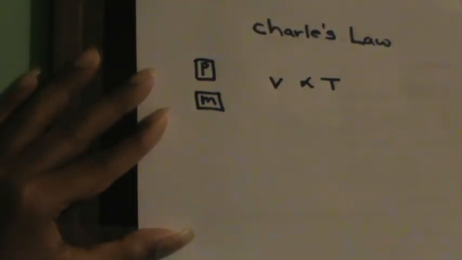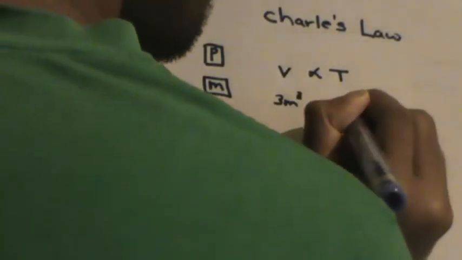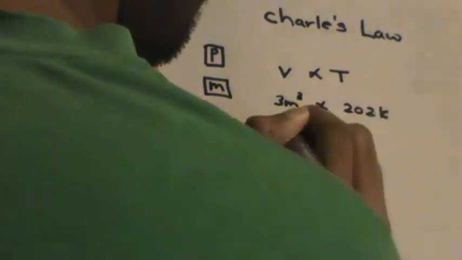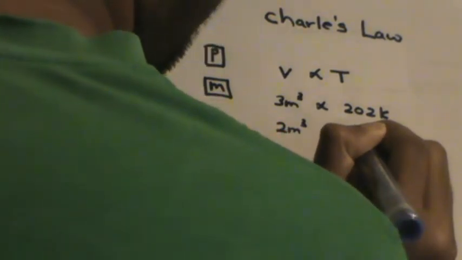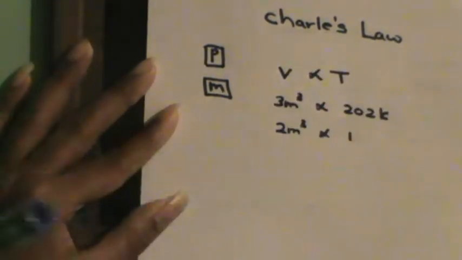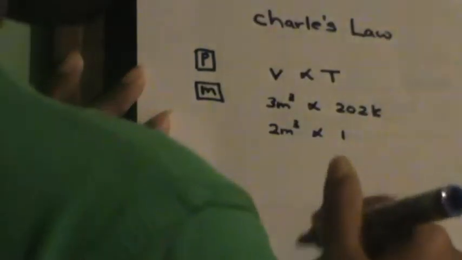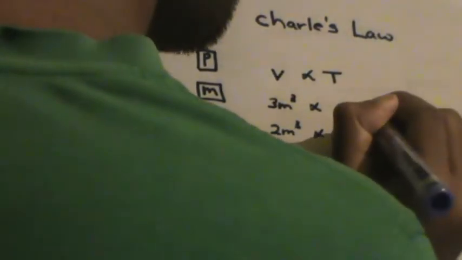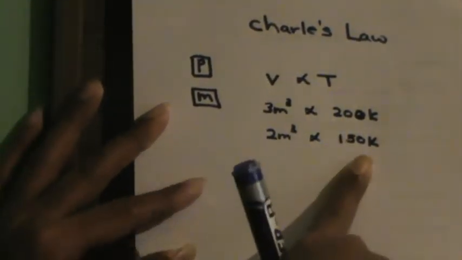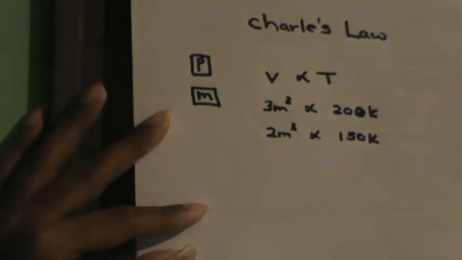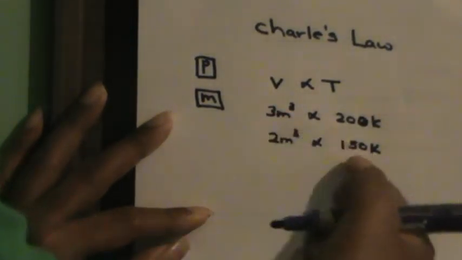Say the volume of a gas is 3 cubic meters. This is proportional to 200 Kelvin, and at 2 cubic meters, this is proportional to, say, 150 Kelvin, something like that. I don't know the value exactly. This can't be the exact relationship; it can be sometimes, but sometimes it can't. This is not the exact relationship for a gas.